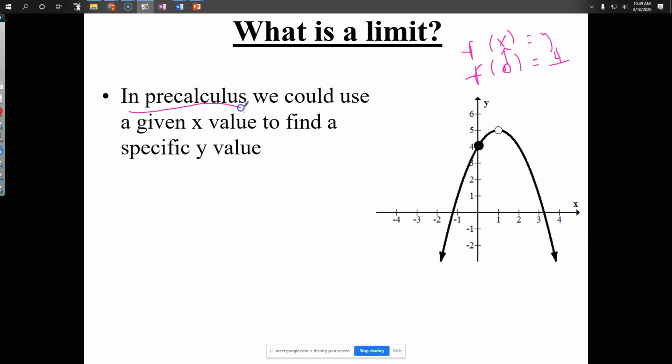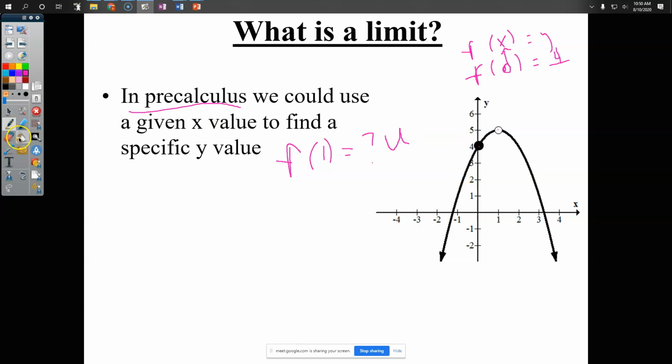Now that's pre-calculus. I ask you what's x, and then I tell you what x is, and then I ask you what's y, right? Now, calculus is a little bit different. What if I were to ask, what is f of 1? Some of you might say 5, but I'll stop you there. It's not 5. Even though at x equals 1, y equals 5, right here, that's an open dot, which means the function we're looking at doesn't actually have a point there. So f of 1 is actually undefined.